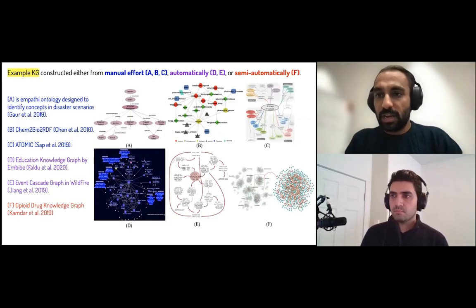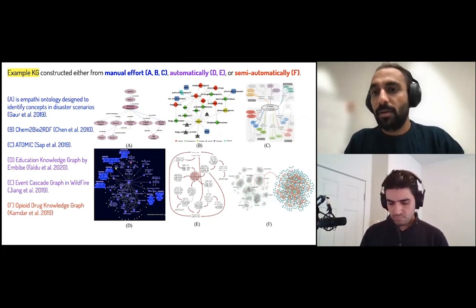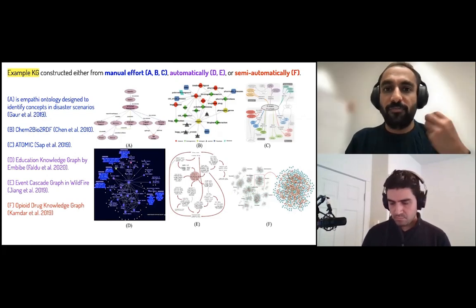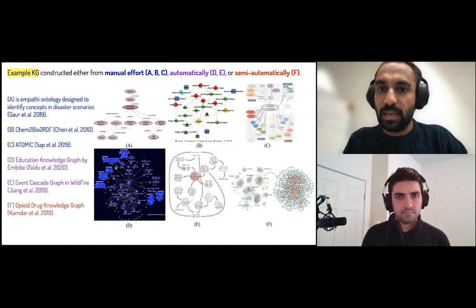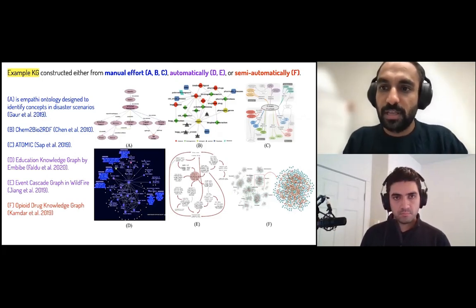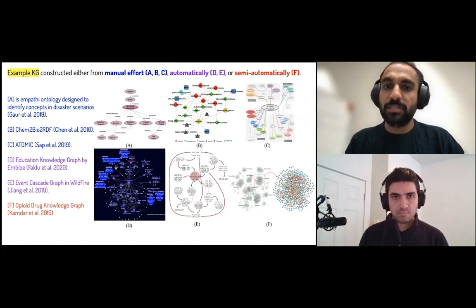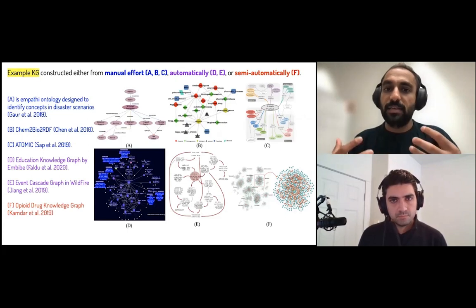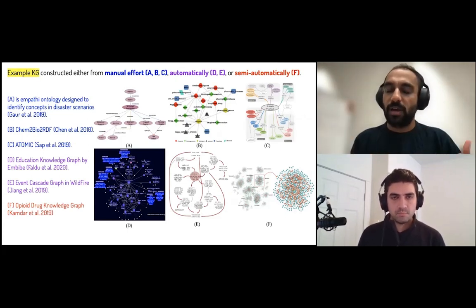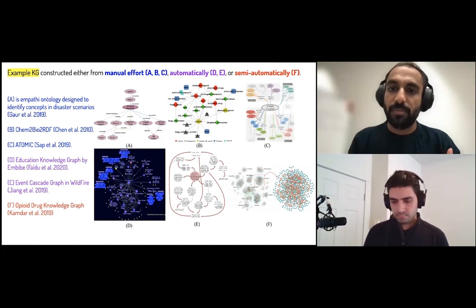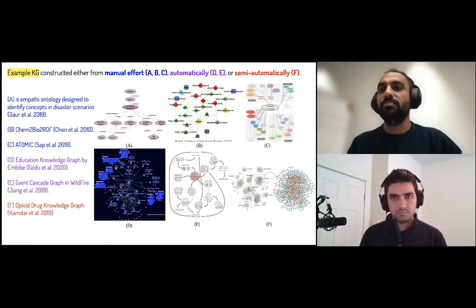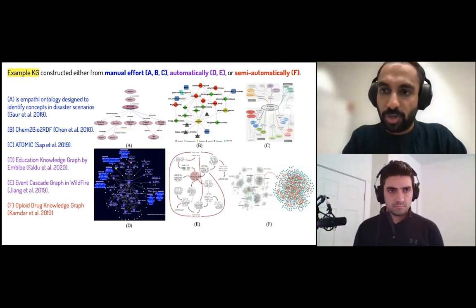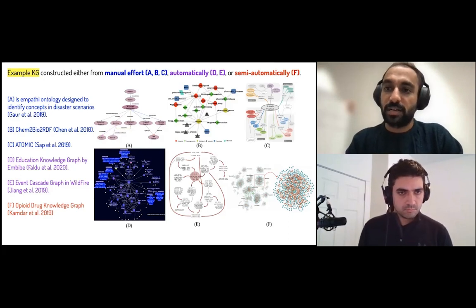There are various forms of knowledge graphs that have been constructed so far. I will be talking about three specific ones, to the best of my knowledge. The first three, A, B, and C, as you can see, are manual effort knowledge graphs. The reason I say manual effort is that the annotators developed some small instances of these structures, and then you use natural language and artificial intelligence algorithms to expand on their structures to a larger scale.